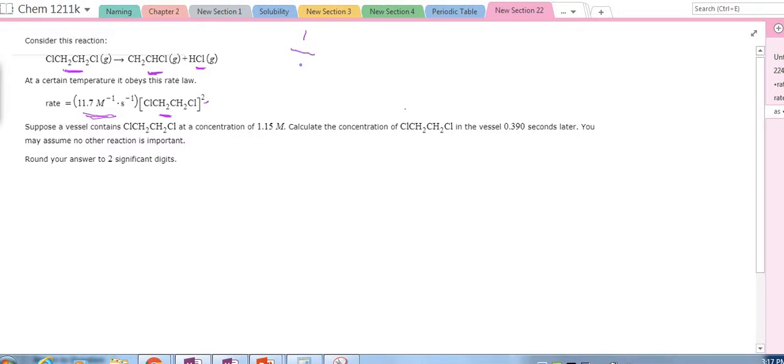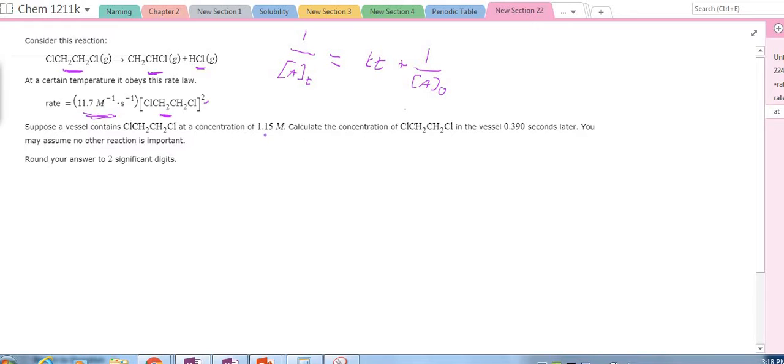I kind of have to look that up, but I know that 1 over the concentration of A at a particular time is going to equal kt plus 1 over the concentration of the initial amount of A. That's what that means. Okay, so now let me look at my problem.